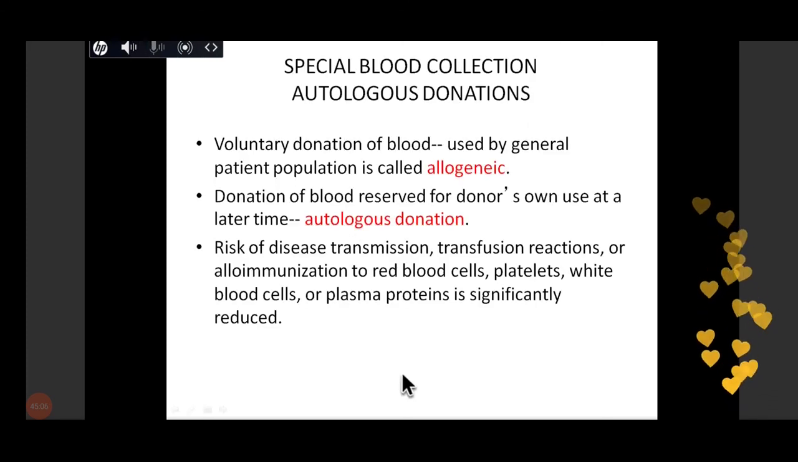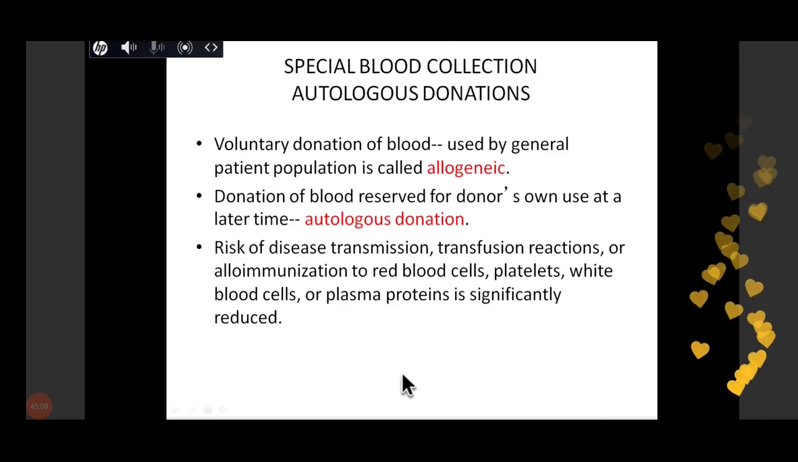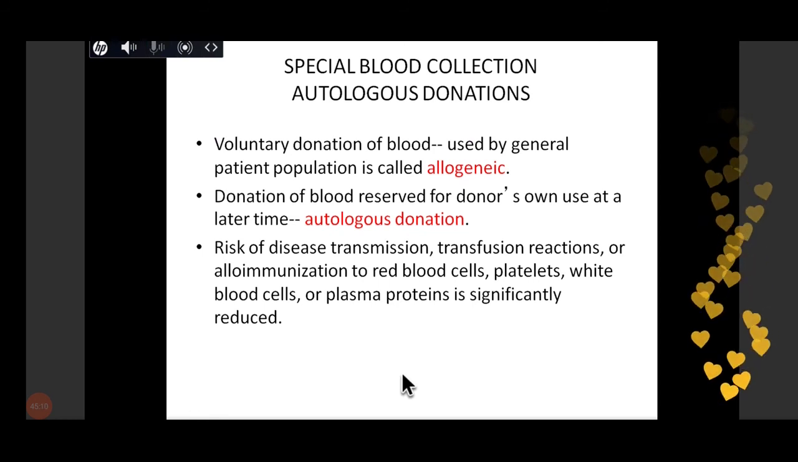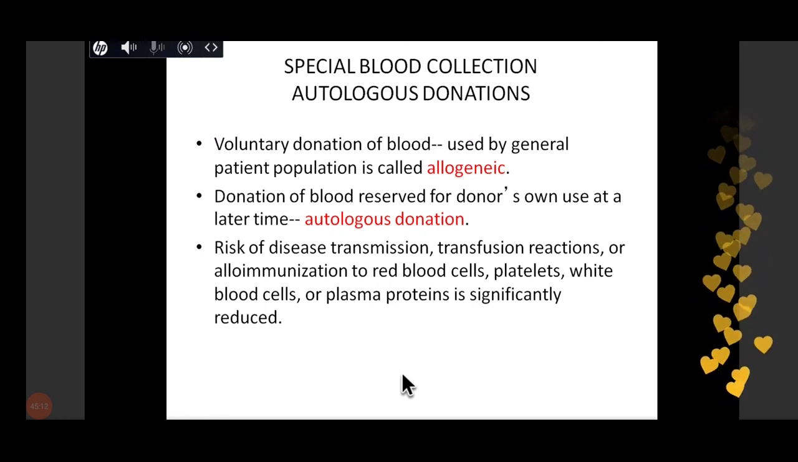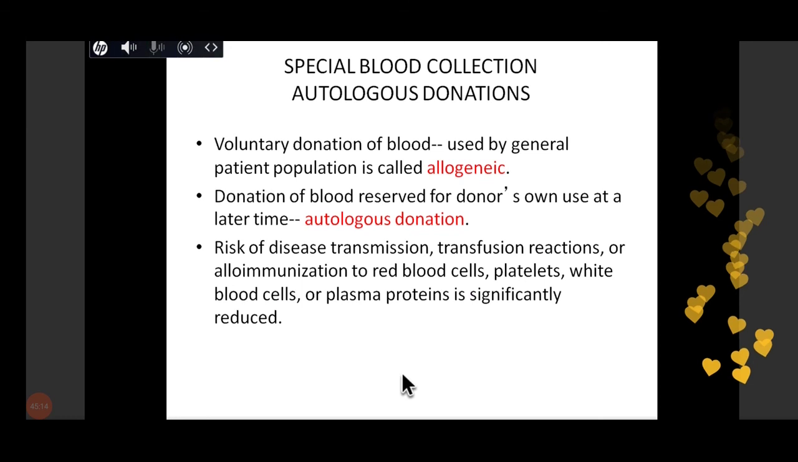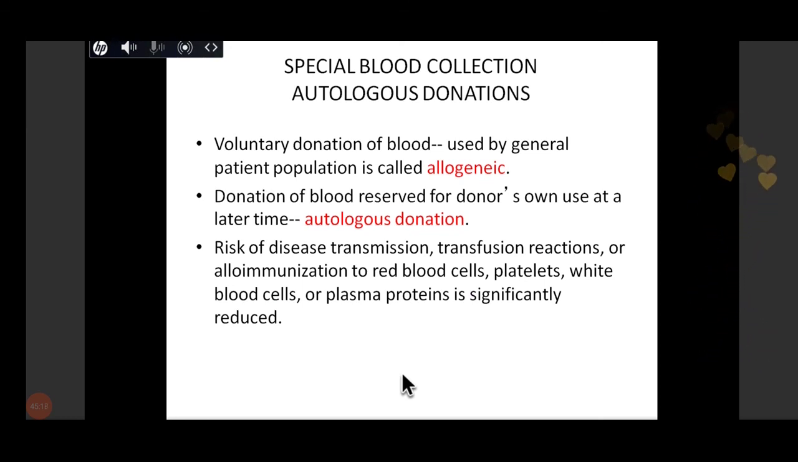Okay, so the voluntary donations: what happens in the blood bank is they donate, then it's given to the other person. If you have ever gone to a blood bank, they usually ask for a relative to bleed because they have to replace it for the other person who is going to come. This is actually allogenic. The person's blood is being given to someone else.